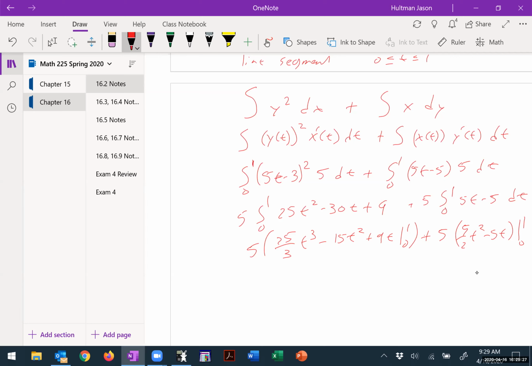Okay, so let's clean this guy up. Again. Okay, if I plug in the 1s, we just get the numbers. And if I plug in the 0s, we just get zeros. So that's kind of nice. So this is 5 times 25 thirds minus 15 plus 9. Okay, plus, this is going to be 5 times 5 halves minus 5, right?